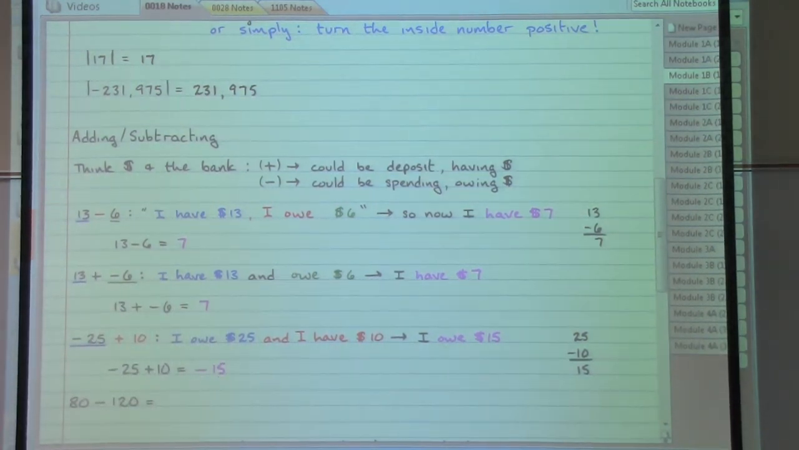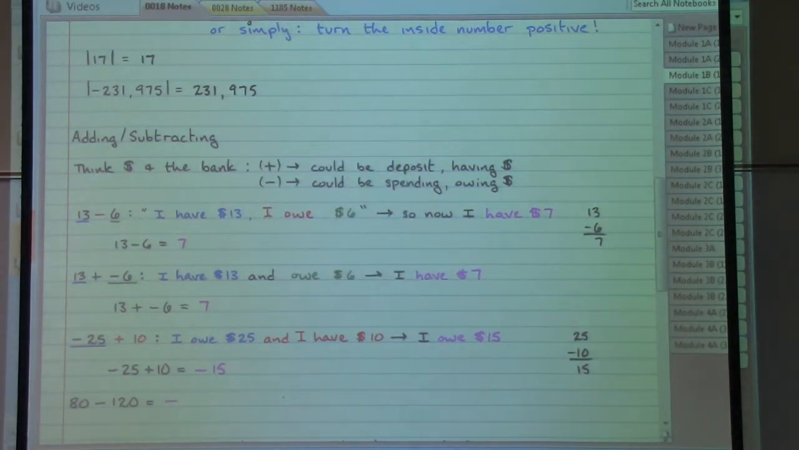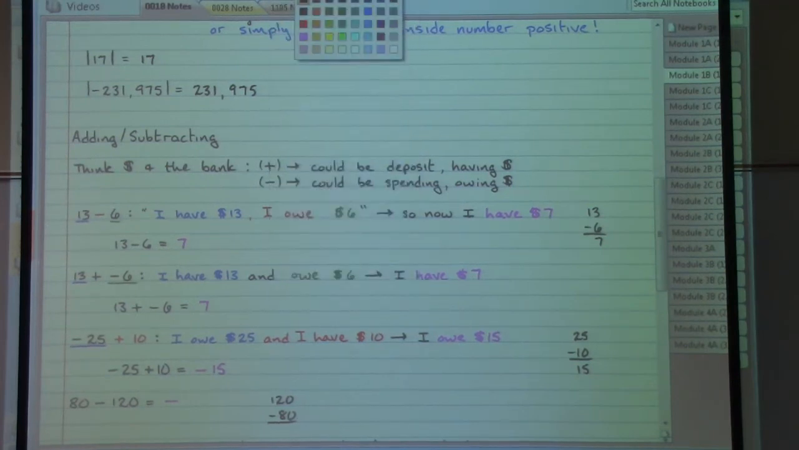Overall, I will still owe, which means my answer will be a negative answer. If I need to do a little extra work off to the side to figure things out, I would want to work out the 120 minus the 80 to give me the rest of that answer. How much money do I owe? Well, I owe 40. So my final answer there, -40.